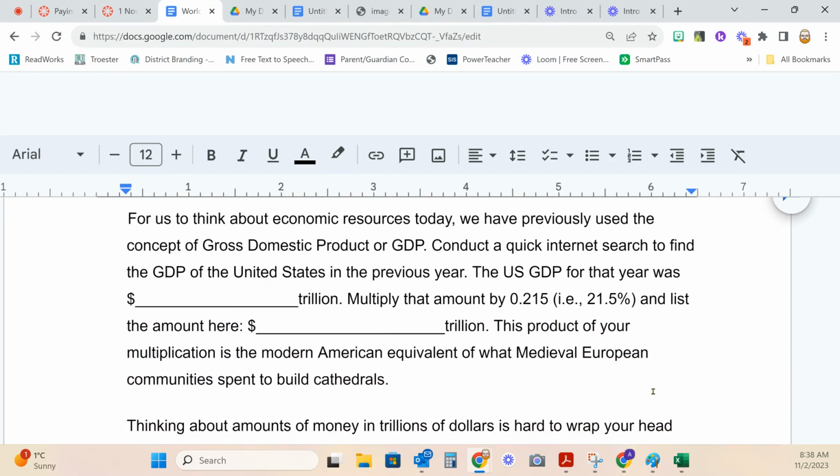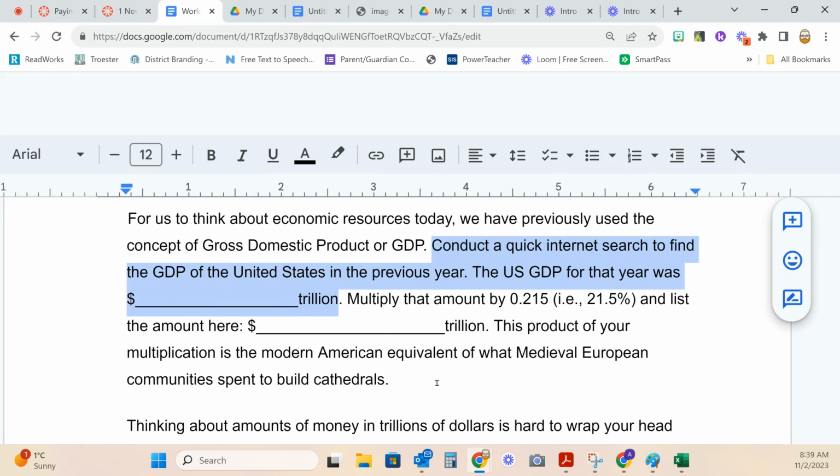For us to get some sense of that, we need to use GDP. That's why you learned about GDP yesterday. That's how we can think about economic resources. We're going to do this part together, conduct a quick internet search to find the GDP of the United States for that year. Okay, we want that in trillions of dollars.